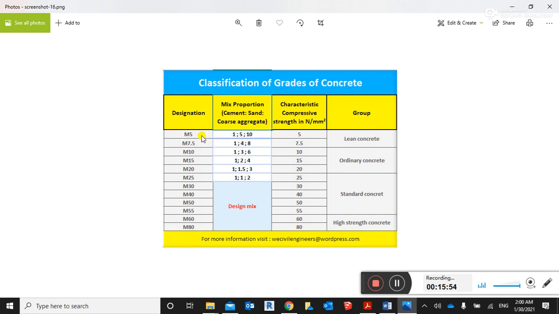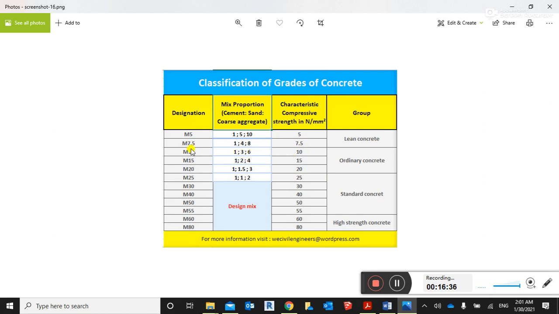M755. That's in the previous one I told you, for M5 grade, the ratio is 1:5:10. 1 is cement, 5 is sand, 10 is aggregate, guys. Similarly for this also. From M10 to M20, this goes under ordinary concrete, guys. As the grade of concrete increases from M10 to M20, we can call it ordinary concrete, guys. This is the cement sand aggregate ratio.